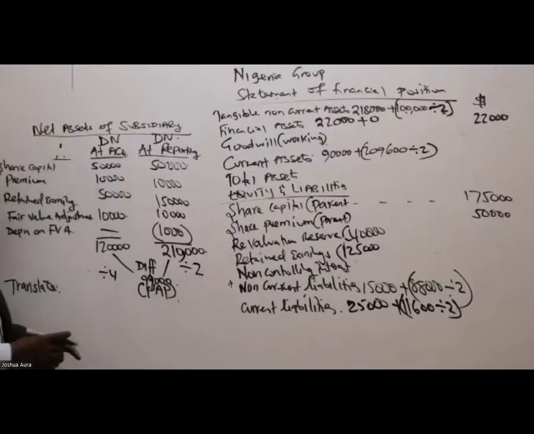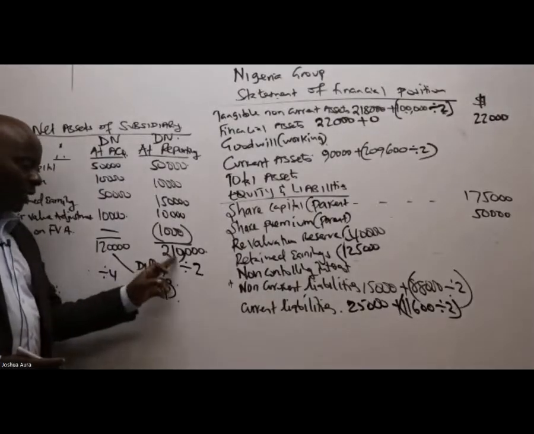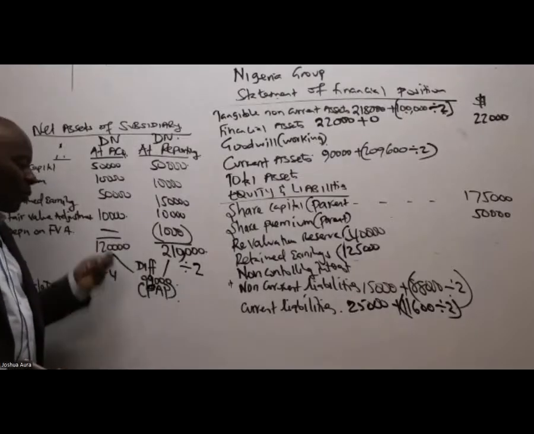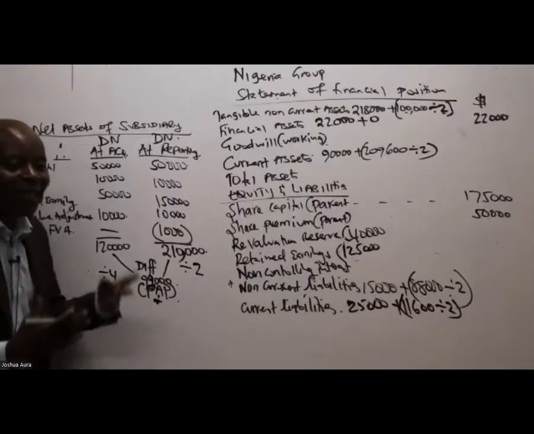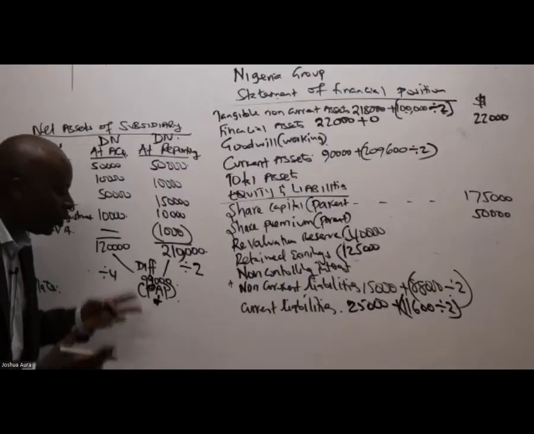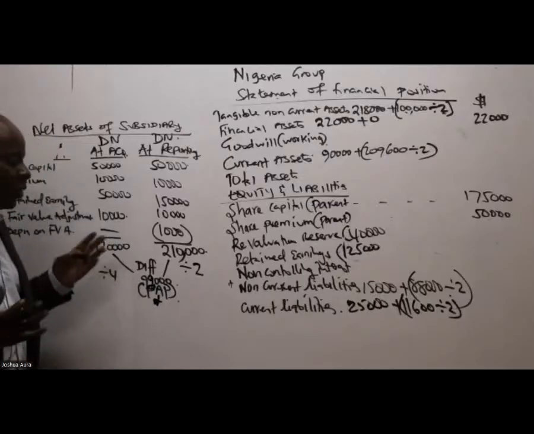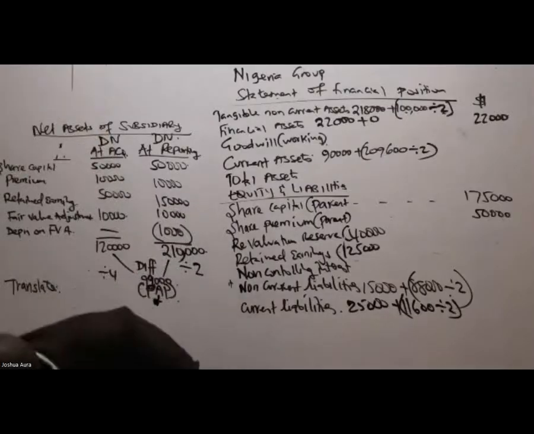And then now listen to me very well. Remember, we have some post-acquisition profit. When we subtracted this and this, we got a post-acquisition profit. This post-acquisition profit is a profit, an income statement item. Profit is always translated using the average rate. So look for the average rate.